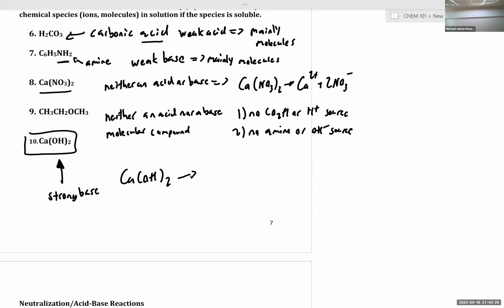For calcium hydroxide, we'll see mainly ions. Calcium hydroxide breaks down to yield calcium 2+ and OH-. This is why calcium hydroxide is a strong base. It generates OH-, hydroxide, in solution.